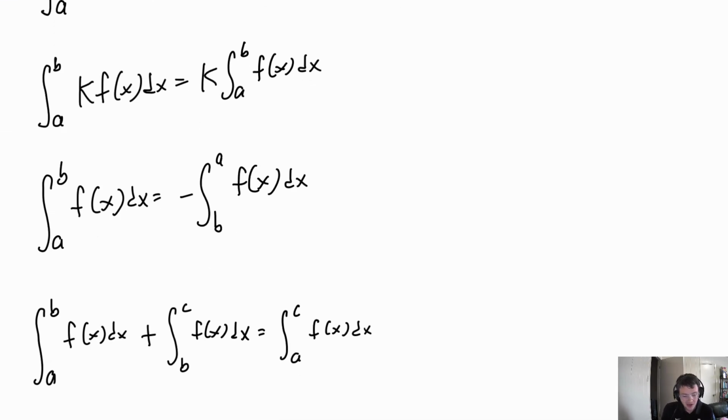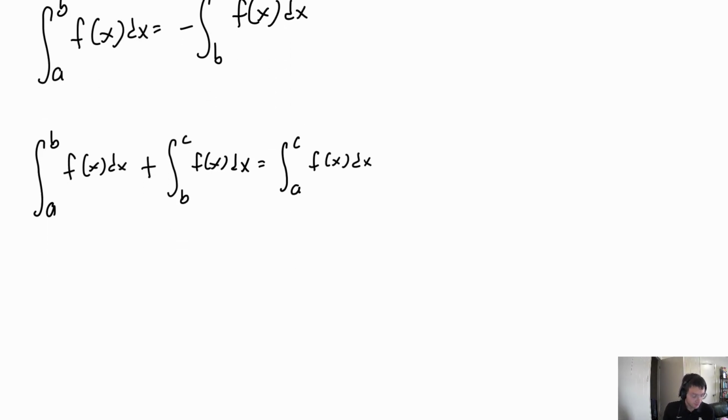Okay, this one's kind of weird, but if we flip the bounds of integration, right? So here we're taking an integral from a to b of f of x. If instead we take an integral from b to a of f of x, we flip from positive to negative, or vice versa. So let me rephrase that. The integral from a to b of f of x dx is negative the integral from b to a of f of x dx. This does not come up very often, but it can come up. So we need to throw that out there.